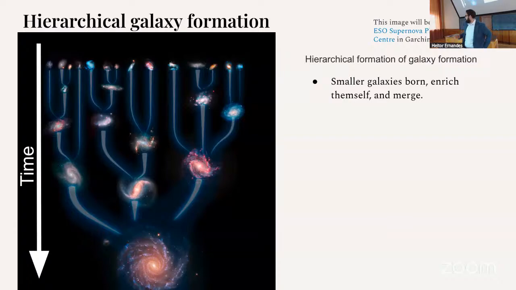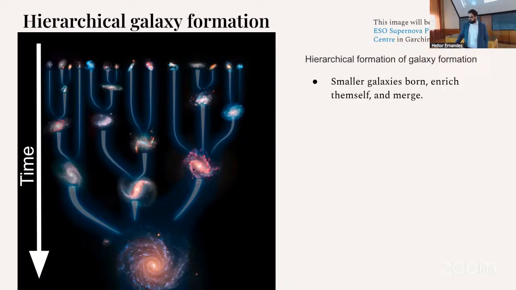So here we have a merger tree. Can you see my cursor? Great. Here is time. At the beginning of the universe stars form, and then they get together and start forming small galaxies. They merge, some survive for longer and merge into the big galaxies, and so on.